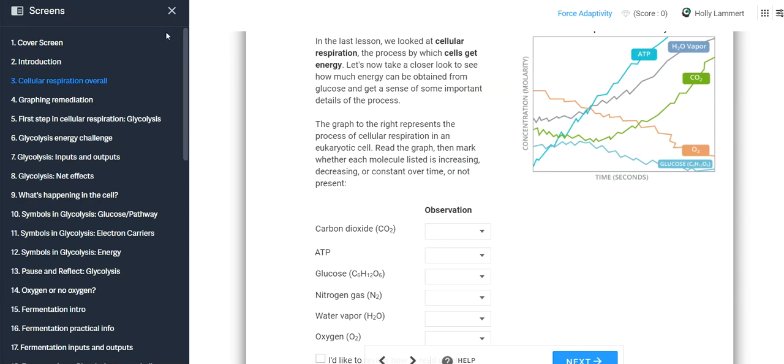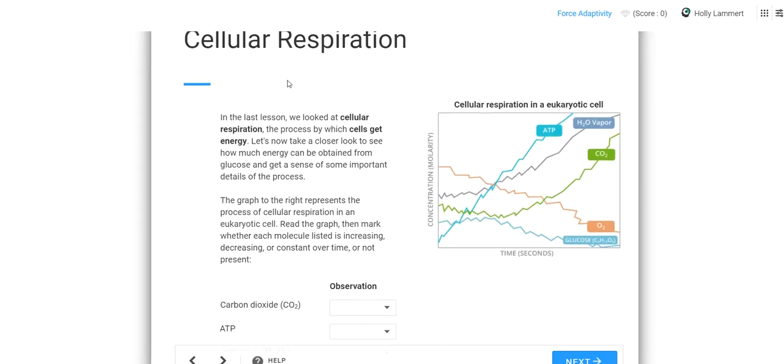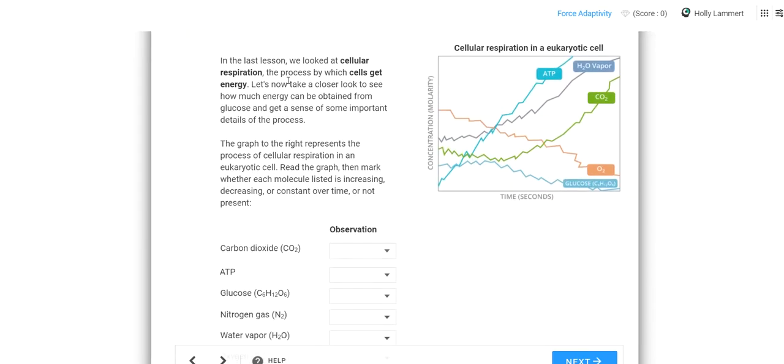All right, so here we're going to learn what goes in and what goes out by analyzing this graph. So the text says, In the last lesson, we looked at cellular respiration, the process by which cells get energy. Now let's take a closer look to see how much energy can be obtained from glucose and get a sense of the important details in the process. The graph to the right represents the process of cellular respiration in a eukaryotic cell. That's like a plant or an animal cell, things that have a nucleus.